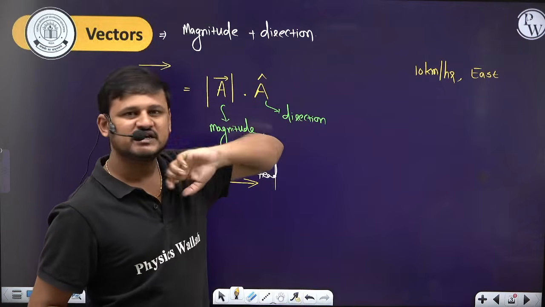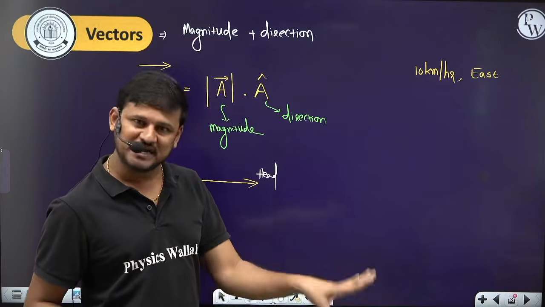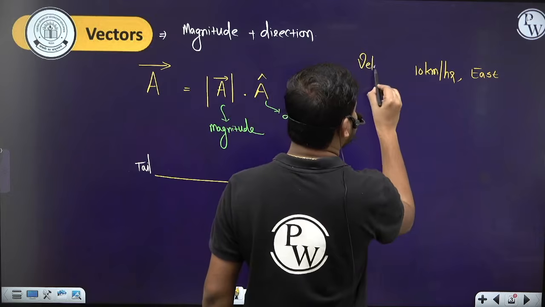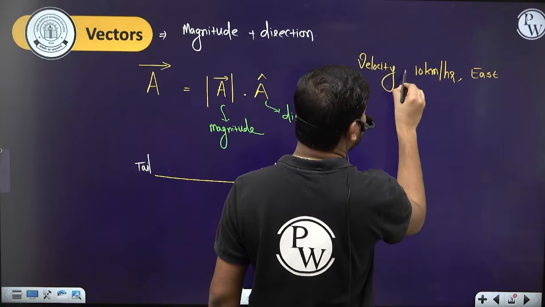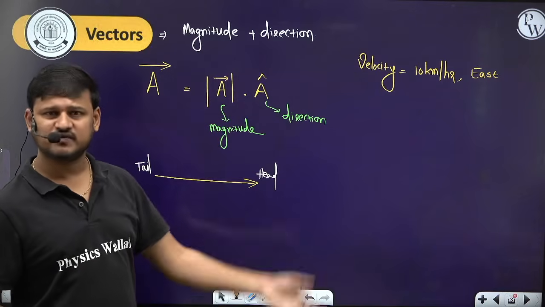But if I just say 10 km per hour, it's not a vector. It's just a scalar quantity. It's a speed. 10 km per hour is a speed. And this is a velocity. Velocity is a vector quantity, right? So you know the different vector quantities.